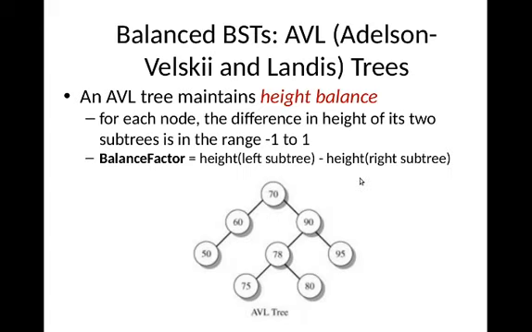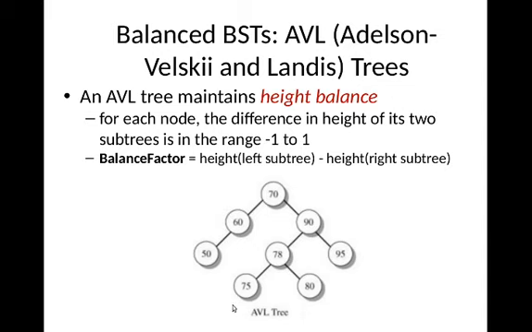Let's now talk about AVL trees. AVL trees are named after Adelson-Velsky and Landis. AVL trees are binary search trees with an additional height balance property. In AVL trees, for each node, the difference in height of its two subtrees is in the range of -1 to 1. We call it the balance factor.